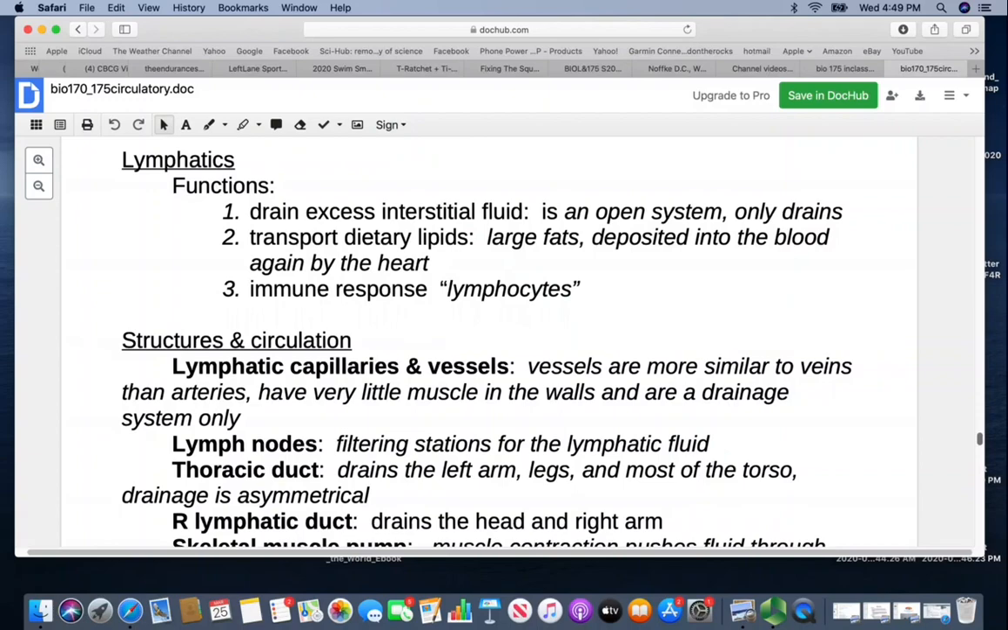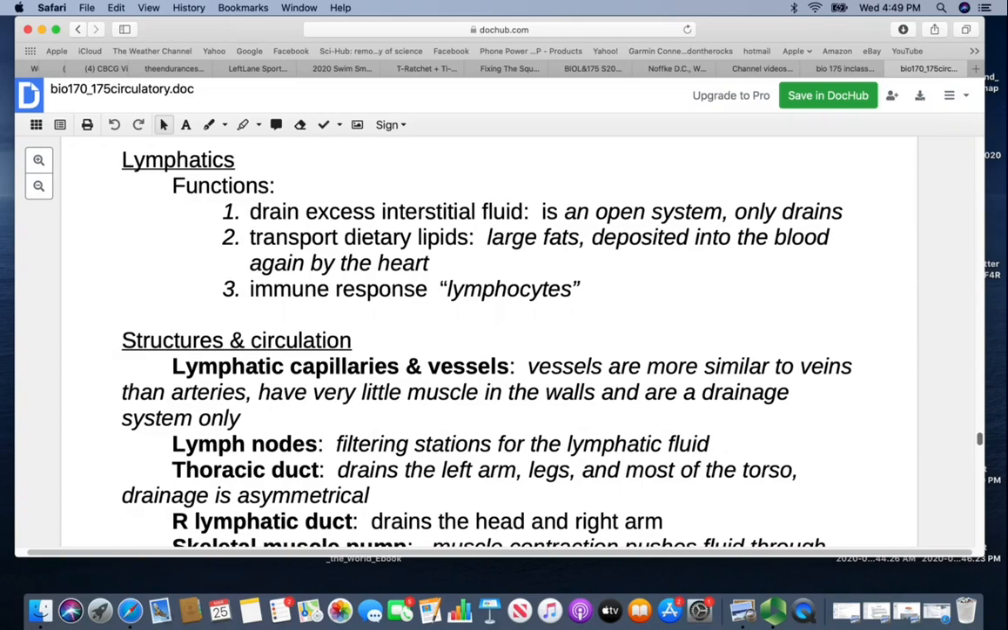The lymphatics are also going to transport dietary lipids. So your large fats will be deposited into the blood again by the heart, but they will go from the digestive system through the lacteals into the lymphatics and then back by the heart. It will also function with your immune response with the lymphocytes.